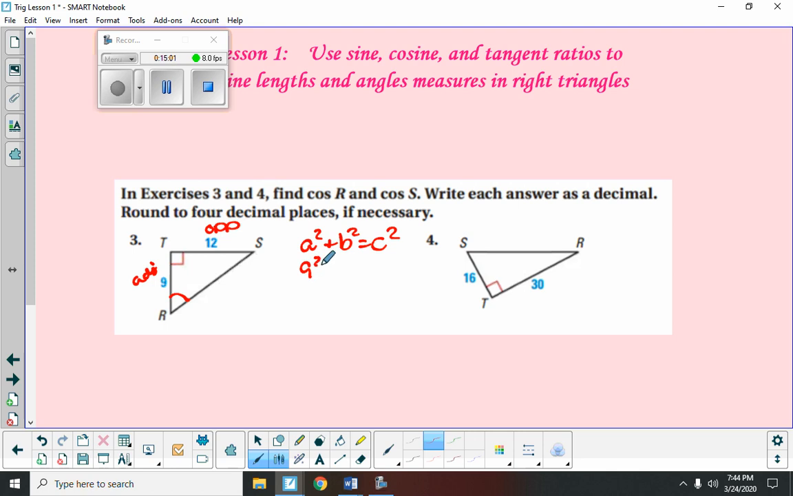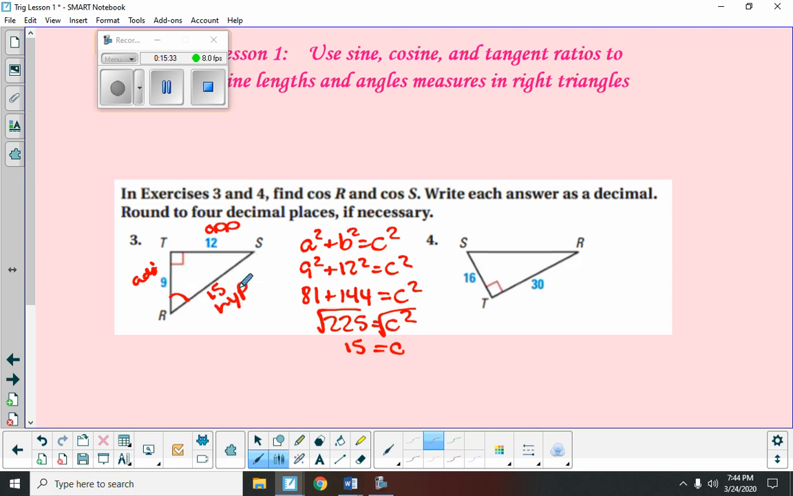So 9 squared plus 12 squared equals C squared. 9 squared is 81 plus 12 squared is 144. And that gives you 225. And now we want C, not C squared, so you have to take the square root of both sides. So C equals 15. So that's a good review of the Pythagorean theorem. And this is the hypotenuse.